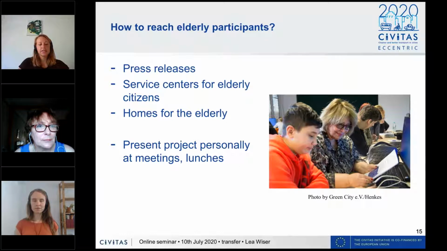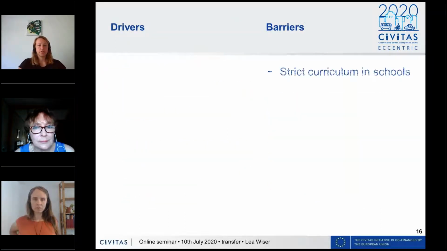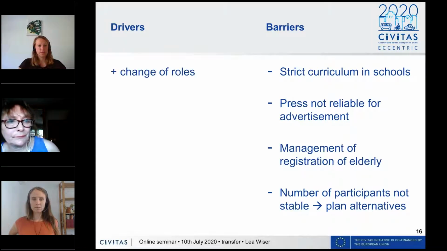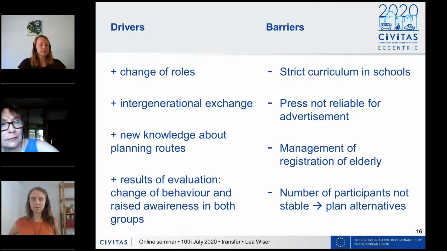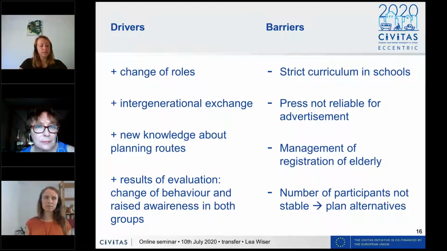Another possibility is to search for elderly support centers or just talk to elderly participants if they have friends and they want to come. Okay, so just quickly to drivers and barriers. So drivers are, for example, the intergenerational exchange, and both groups learn a lot. The pupils improve their social skills and learn explaining complex issues in a simple way, and they get empathy for vulnerable groups.